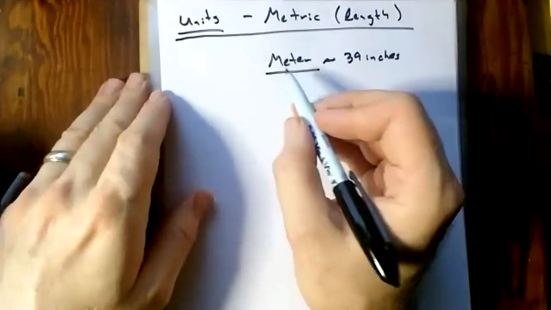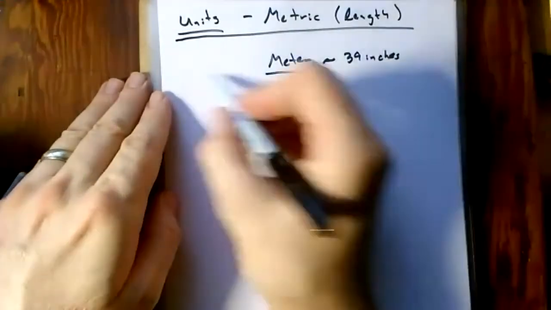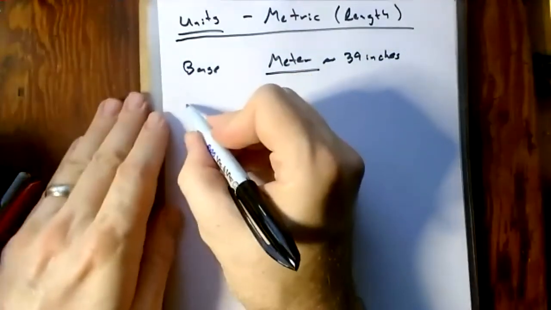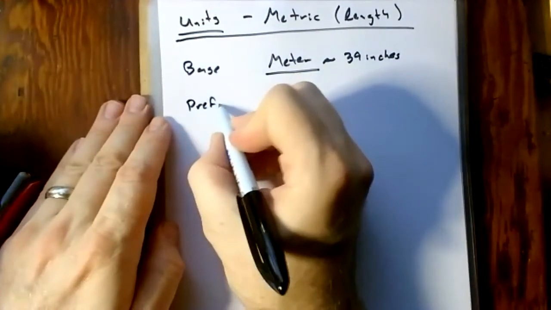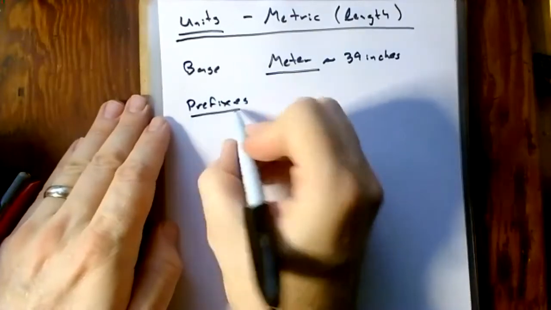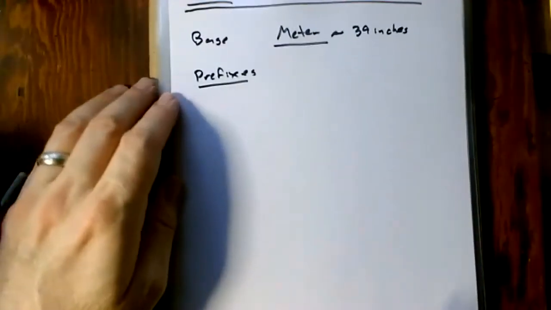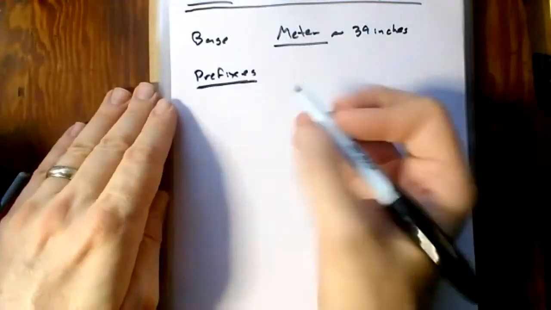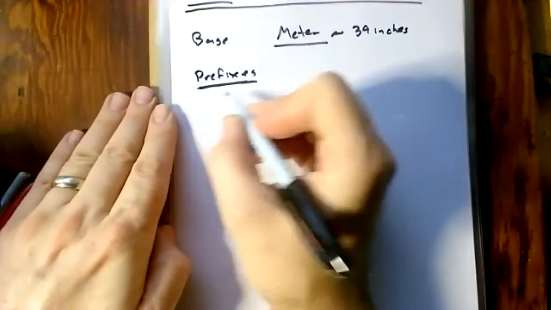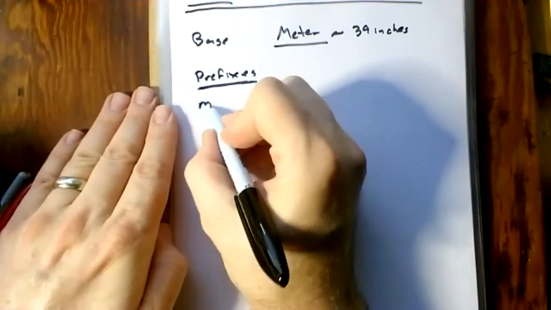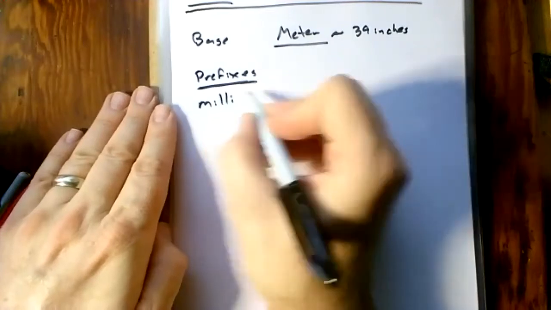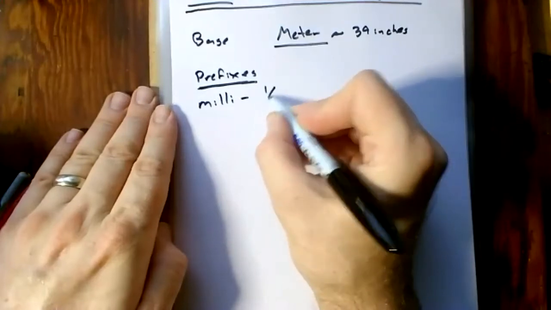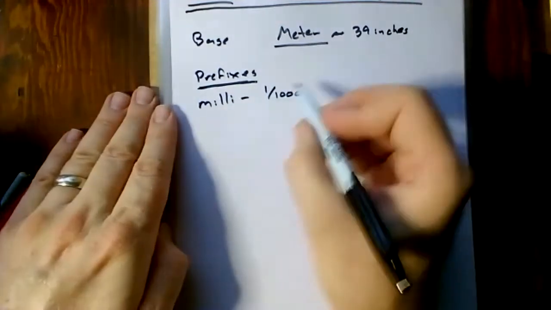Now, the other thing that you're going to run into is, this is our base unit, but then we've got what we call prefixes. And I'll go from small to large. And honestly, there are a lot more prefixes than what we're showing here. But say I want to go for something very small. I've got a milli. A milli is 1/1000th of whatever the base unit.